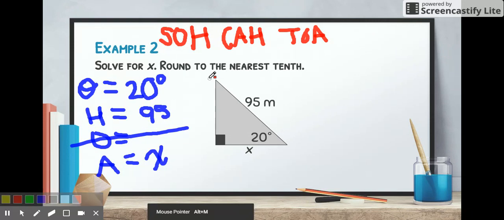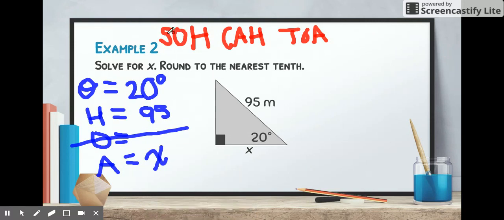So using our trig ratios in the acronym SOHCAHTOA, we don't know anything about the opposite side, so we can't use sine or tangent, which leaves us with cosine.